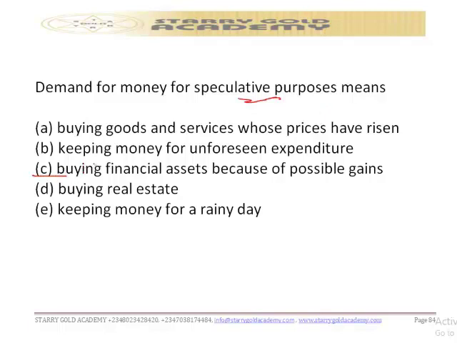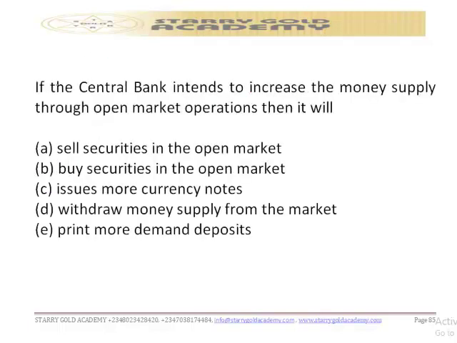Go and read more on the reasons for holding money. Next question. If the central bank intends to increase the money supply through open market operation, then it will dash. Option A, sell all securities in the open market. Option B, buy securities in the open market. Option C, issue more currency notes. Option D, withdraw money from the market and print more demand deposit.